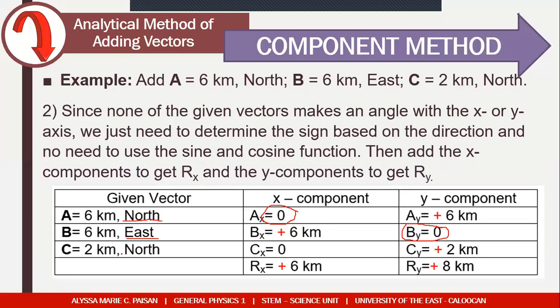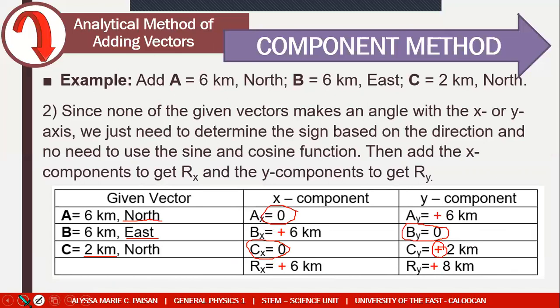Okay? Then lastly, north ulit siya. Ang x niya ay magiging 0 again, just like vector A, and then the c sub y will just be the magnitude of the vector given with the sign that is positive since it is going towards the north. Okay? So we add them together. Ito 0 plus positive 6 plus 0, that's positive 6. And then positive 6 plus 0 plus positive 2, that's positive 8 kilometers. Ganun na siya kadali.